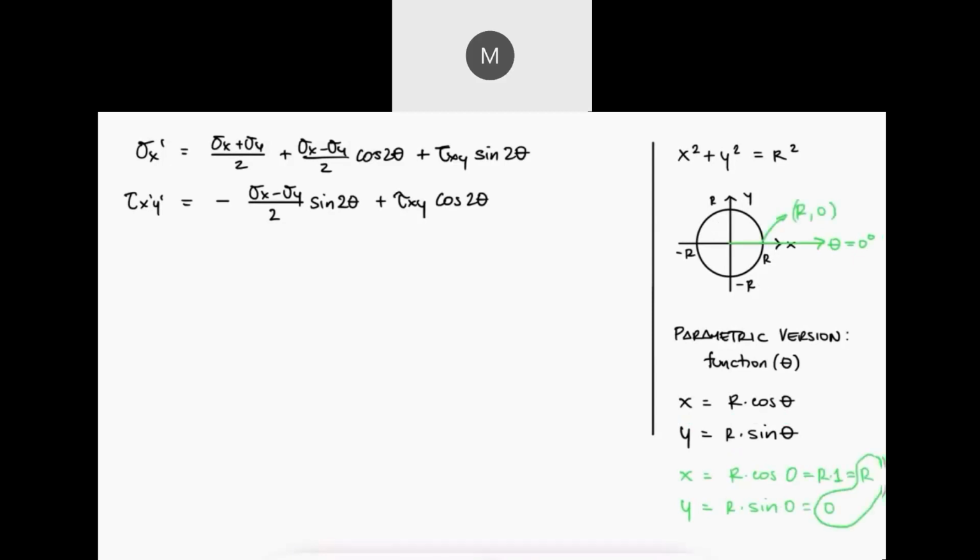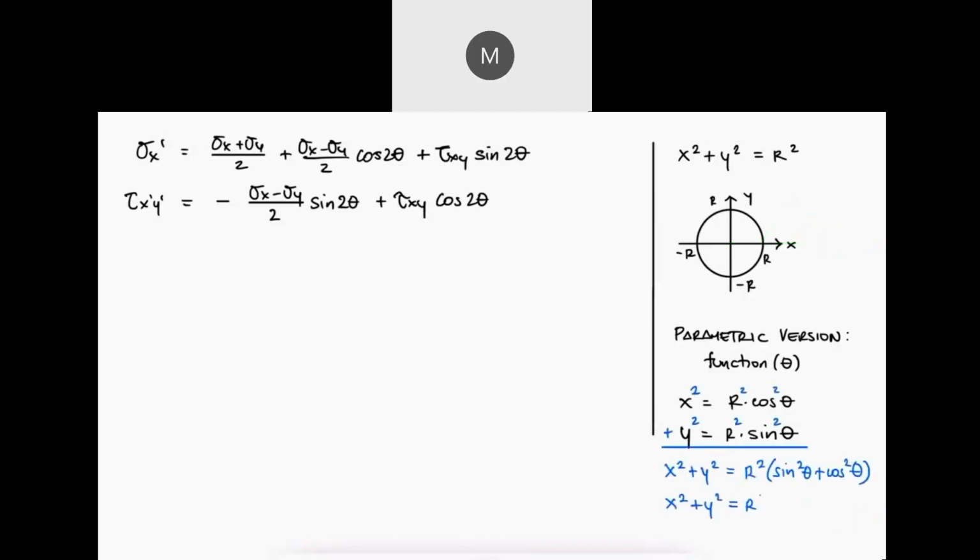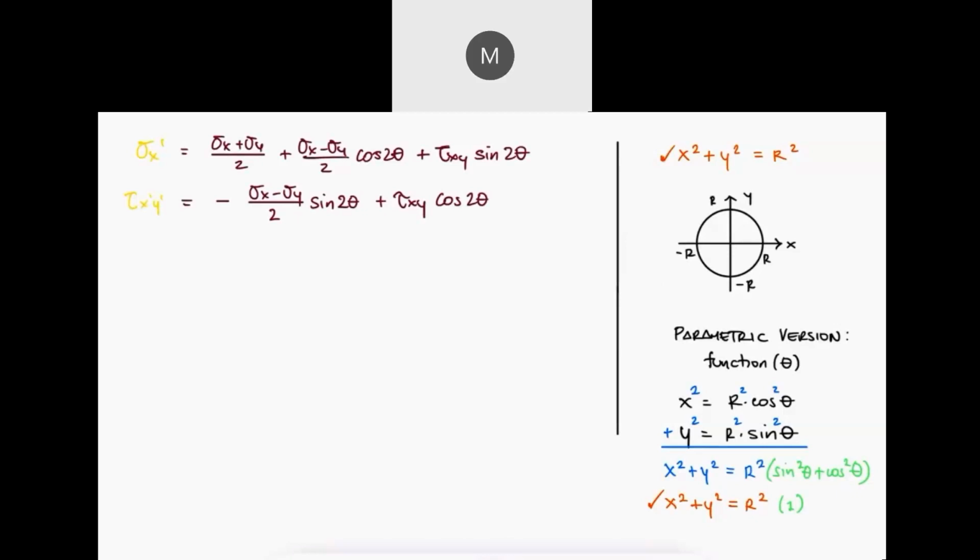To go from these parametric equations to the equation of a circle we know in Cartesian coordinates, we square both sides and add them together. This can always be done as long as the axes, in this case x and y, are perpendicular between each other. This is true for the two expressions derived, since sigma x prime is perpendicular to tau x prime y prime. And notice that the parameter in this case is 2 theta, not just theta.